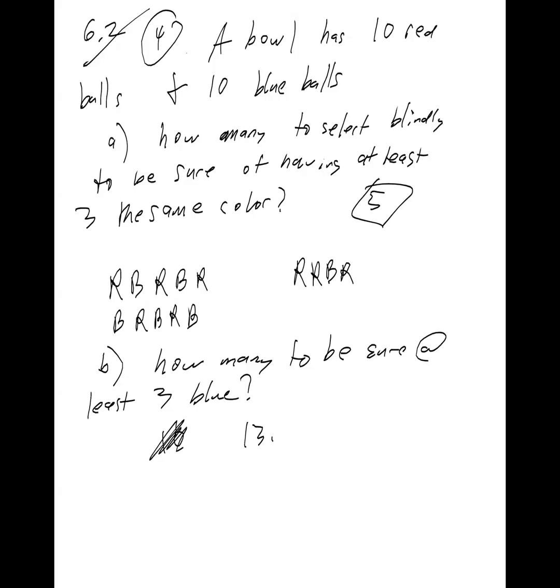In the worst case scenario, it's a very small chance of happening, but you could end up getting all 10 red balls at the first. And then even if you got 12, you still only have 2 blue. So in this case, you do have to get at least 13 in order to be 100% sure of getting at least 3 blue. So there's a big, huge difference between that, right?